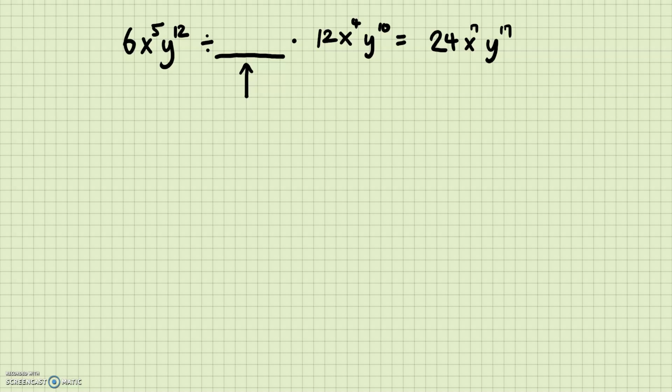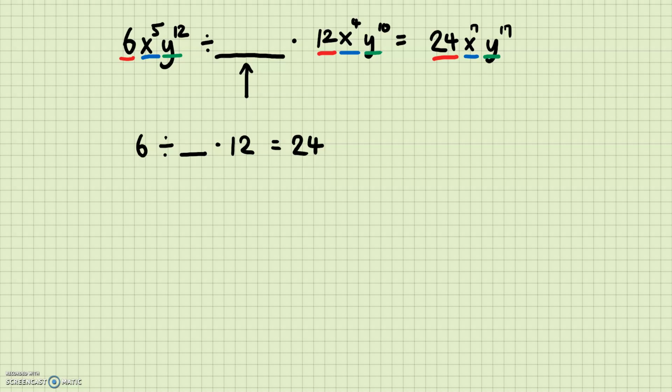Okay, so let's look at each of these separately. Let's look at the numbers with the numbers, the x's with the x's, and the y's with the y's. For the number part, we did 6 divided by something, and then we multiplied that times 12, and then we got 24. So what would go inside this blank here?